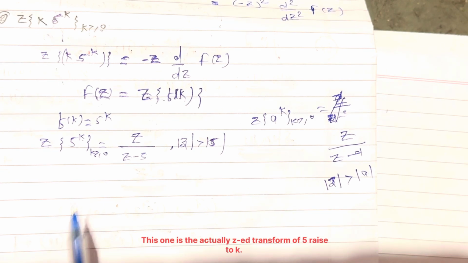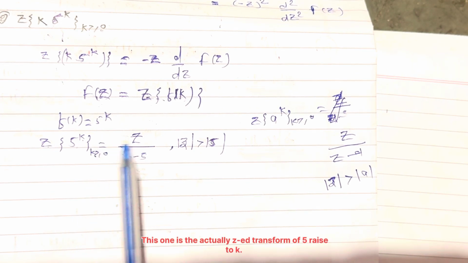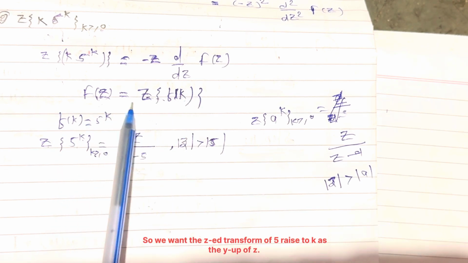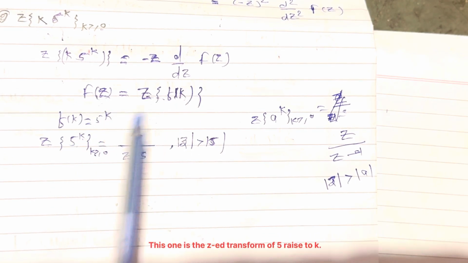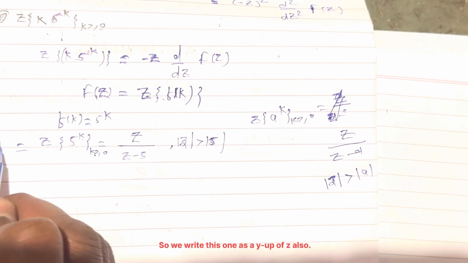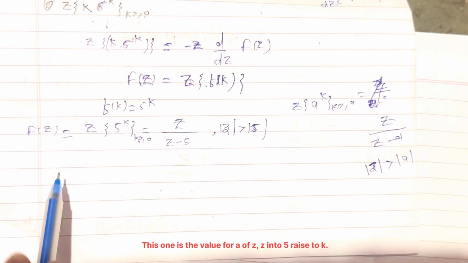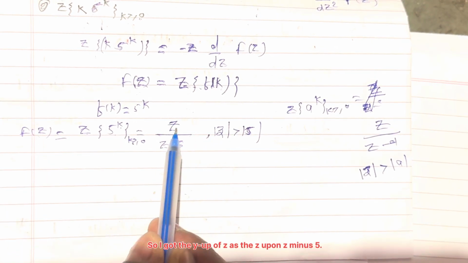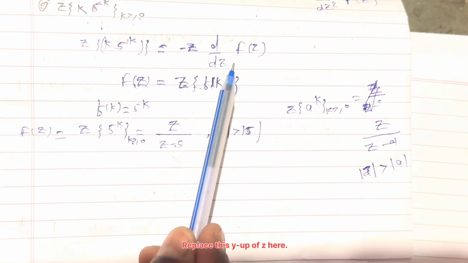So this is actually the z transform of 5 raised to k. So we want the z transform of 5 raised to k as f of z. We write this as f of z also. This is the value of f of z for 5 raised to k. So I got f of z as z upon z minus 5. Replace this f of z here.